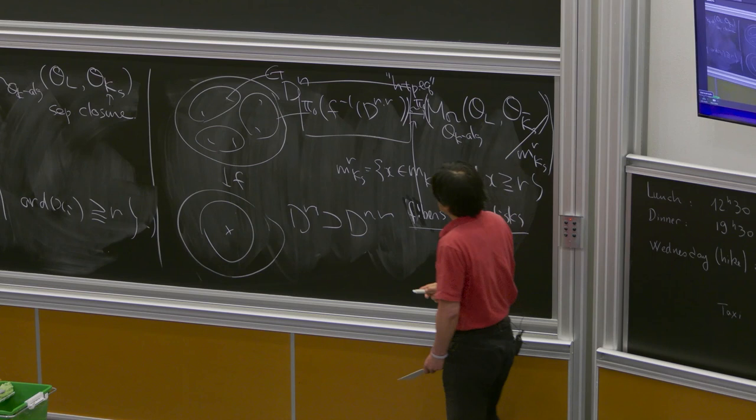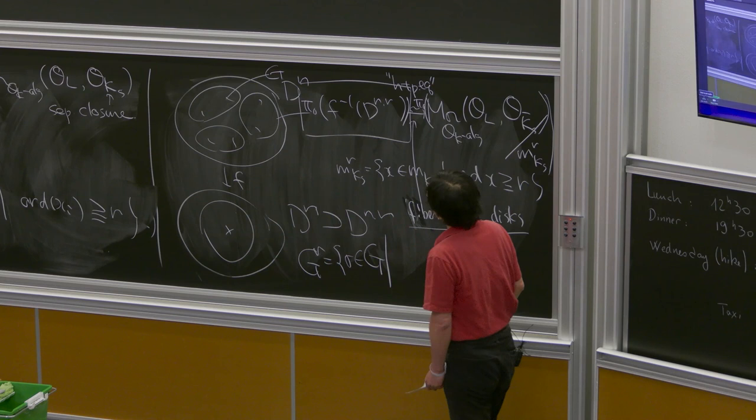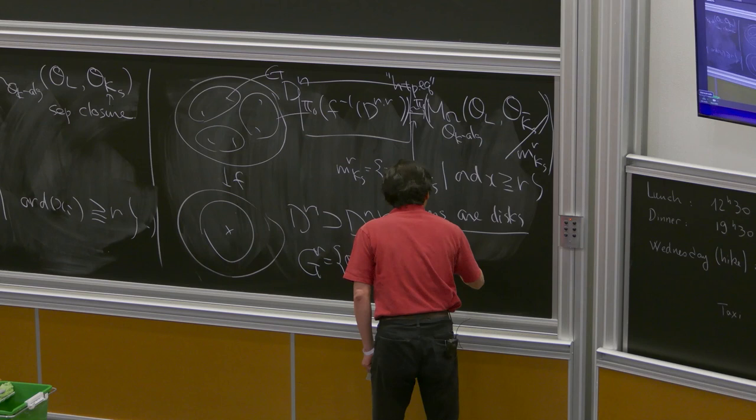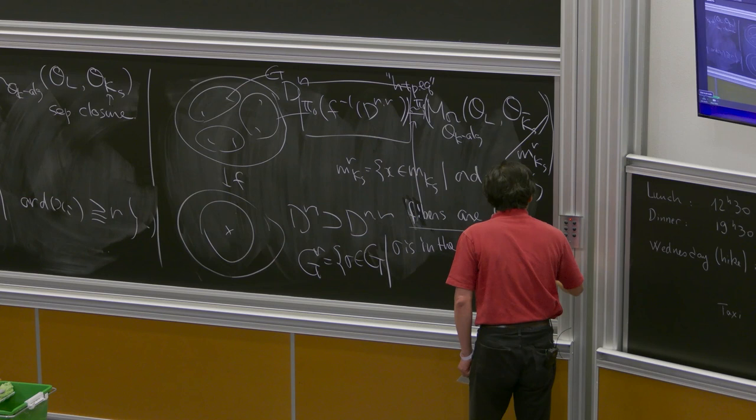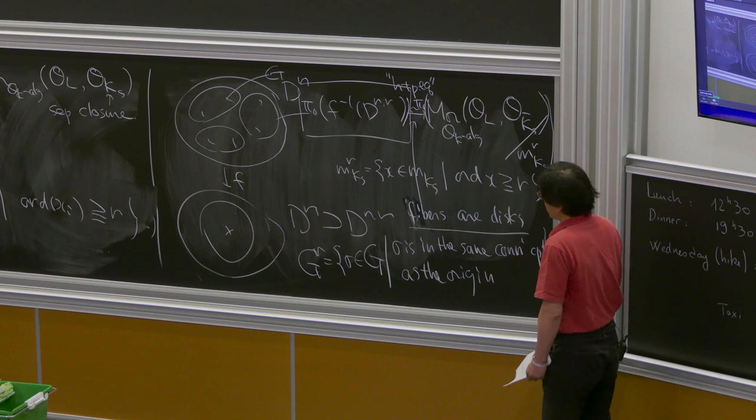So the definition is that G^r is the element of G that is contained in the same connected component as the origin. So this is the idea of the definition of the upper numbering group.